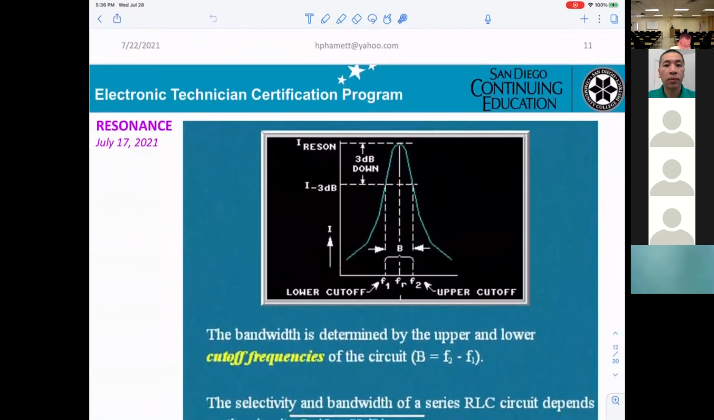The bandwidth is determined by the upper and lower cutoff frequencies. You already know this is the cutoff frequency, minus 3 dB, and you can get two cutoff points. F1 is the lower cutoff, F2 is the upper cutoff, and this is the frequency domain. So if you want to calculate the bandwidth, you take F2 minus F1.